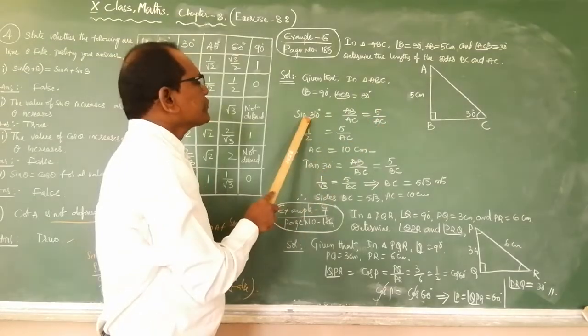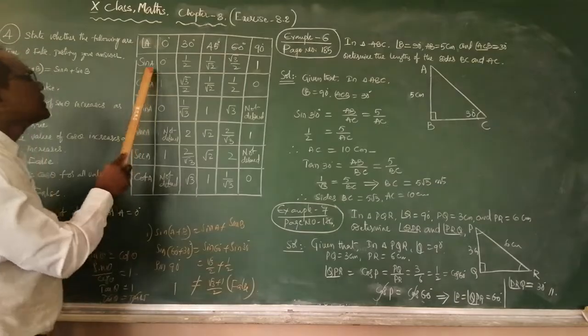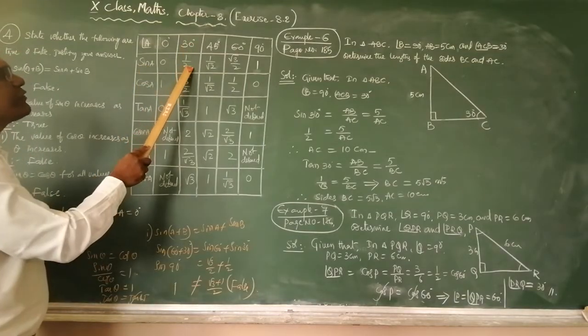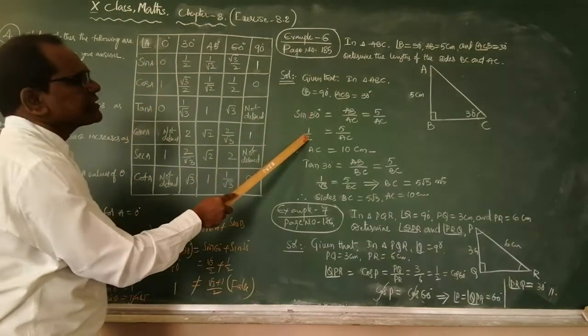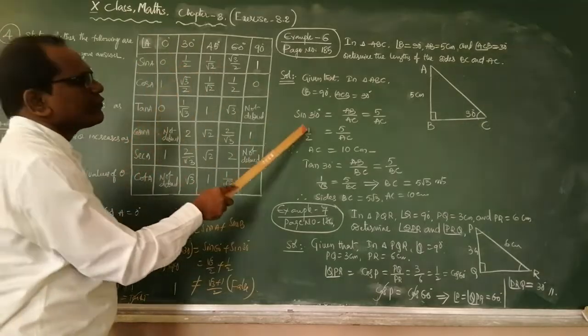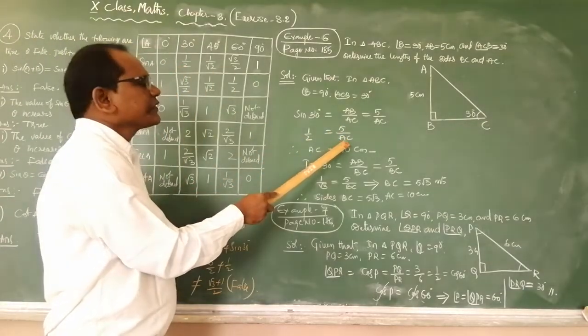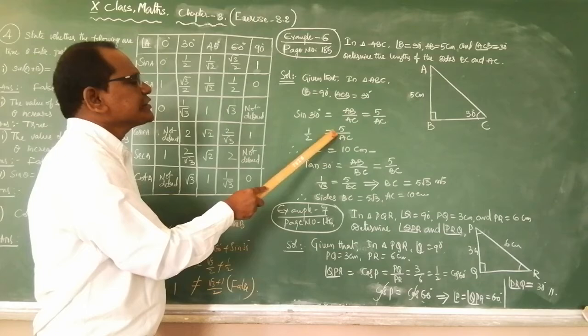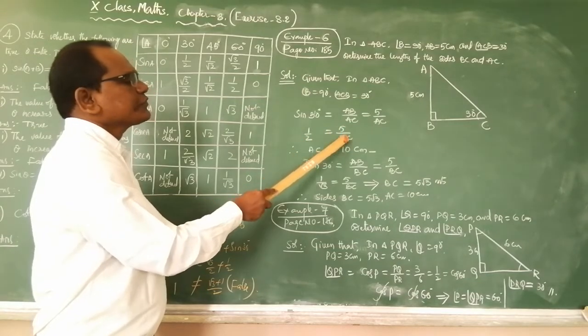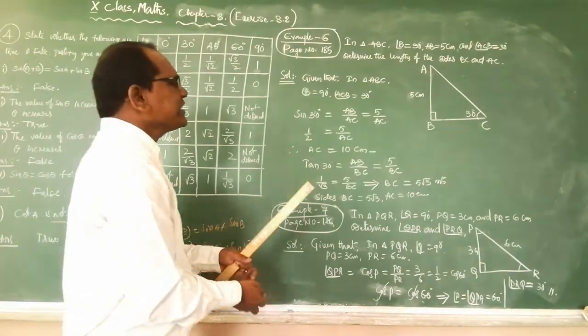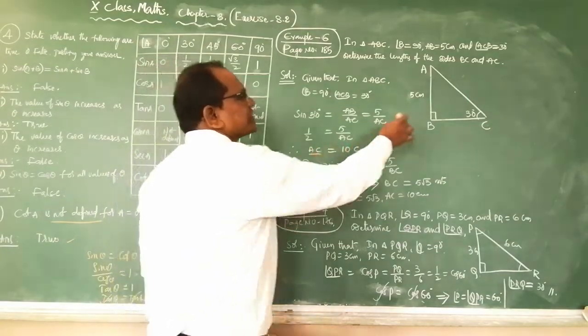Therefore, the value of sin 30 degrees is 1 by 2. It's very, very important, sin 30 degrees is 1 by 2 from the table. So 1 by 2 equals 5 by AC. Cross multiplication: AC into 1 equals 2 into 5, which is 10 centimeters. Now we got one side, AC.